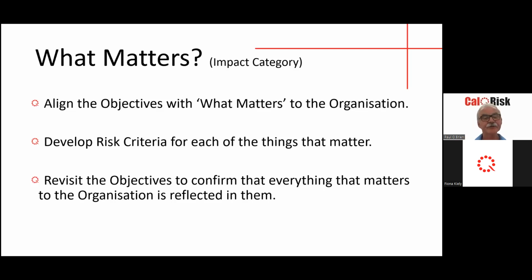But develop the risk criteria. What you're trying to do is develop a set of risk criteria or numbers on a 5x5 scale that gives you a sense of where what matters and where the objective is. If you miss the objective, what's the impact or consequence to the organization? And then revisit the objectives to confirm that everything that matters to the organization is reflected. So everything that matters has an objective. What matters will have trickled down from the strategic plan.